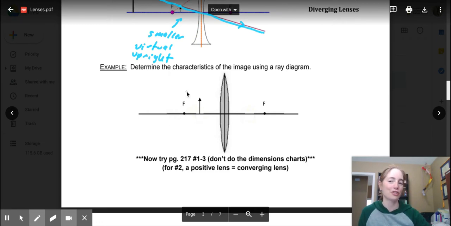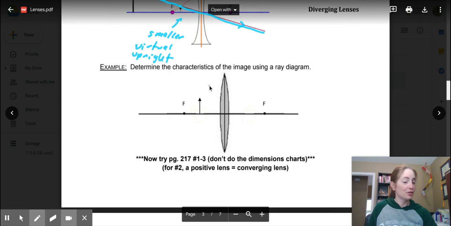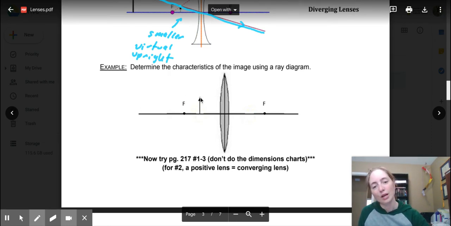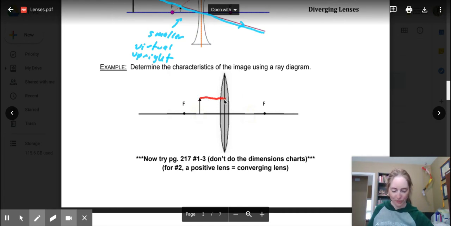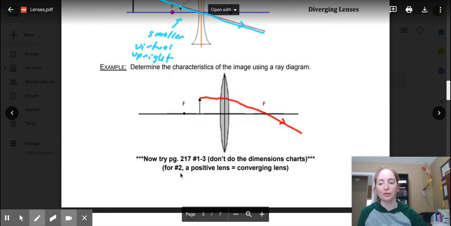Now, notice with our previous objects, they were all behind the focal point. This is now an object that is in front of the focal point. So my rules are still going to apply. So I'm going to start by drawing a ray of light that's going to go parallel to this principal axis here. Once it's parallel, it's going to refract through the focal point. Your guys' diagrams are going to look a lot nicer than mine because you have the ability to use rulers.